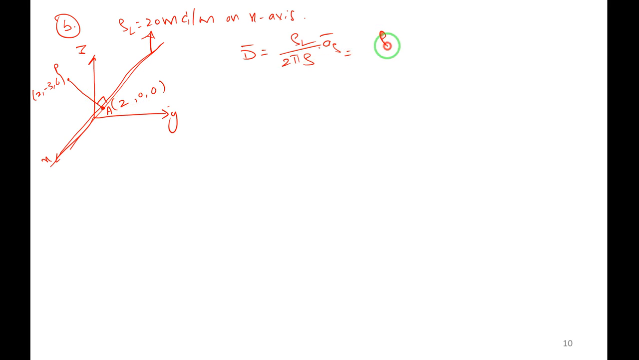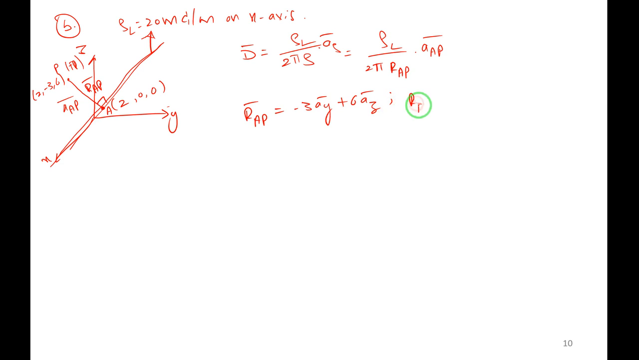So I will rewrite the formula as rho L by 2 pi, times the vector RAP from A to P, and the unit vector is A to P. I am just rewriting it for my convenience. First find the vector RAP, from the source point to the field point, P, which is the field point. So RAP means 2 minus 2, the x will get cancelled, so minus 3 AY, the Y component, and 6 minus 0, the Z component, 6 AZ.